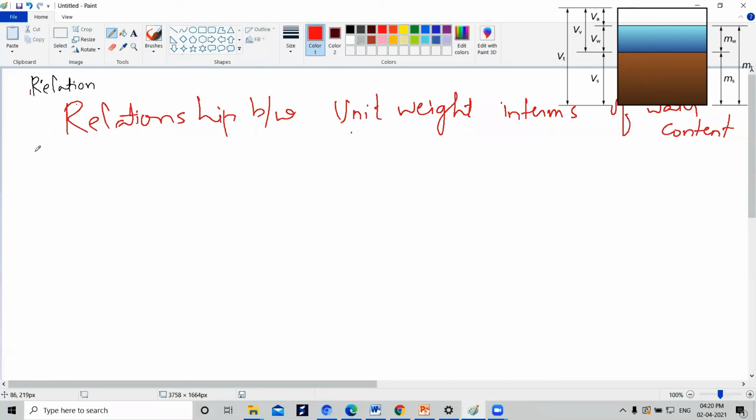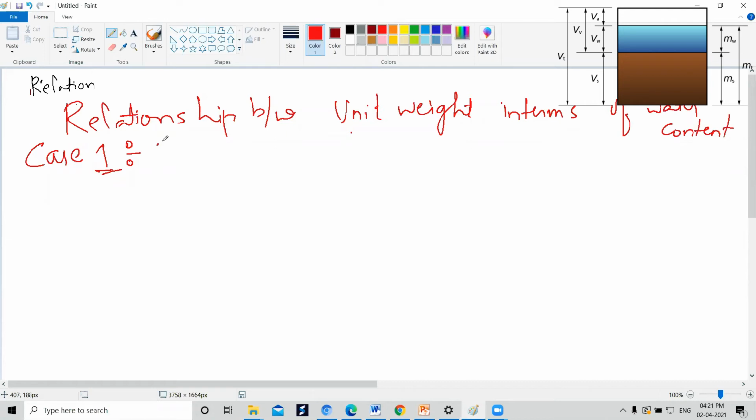Now I'll be putting up case number 1. Now I will be taking the 3 cases. The first case I'll be taking as partially saturated. Another case I'll be taking as fully saturated. And another is completely dry in condition.